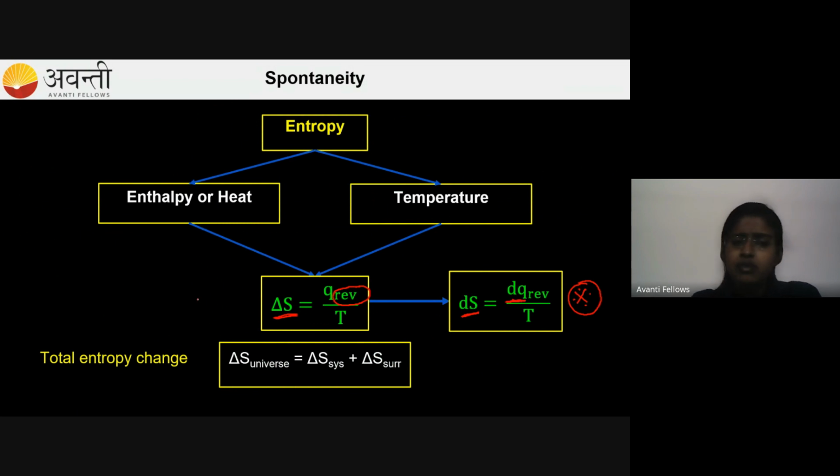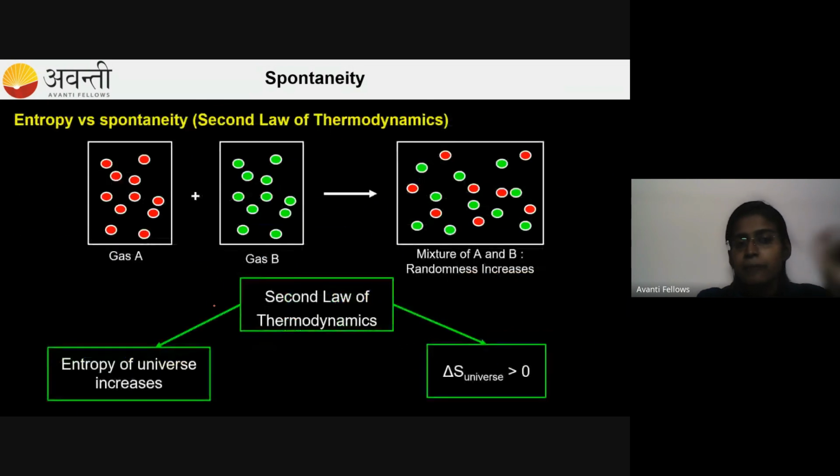And if you want to find the change in entropy of the universe, then we have to do the change in entropy of the system plus the change in entropy of the surroundings. System plus surroundings will give the universe. That's all. Okay, then entropy versus spontaneity, which is nothing but the second law of thermodynamics.